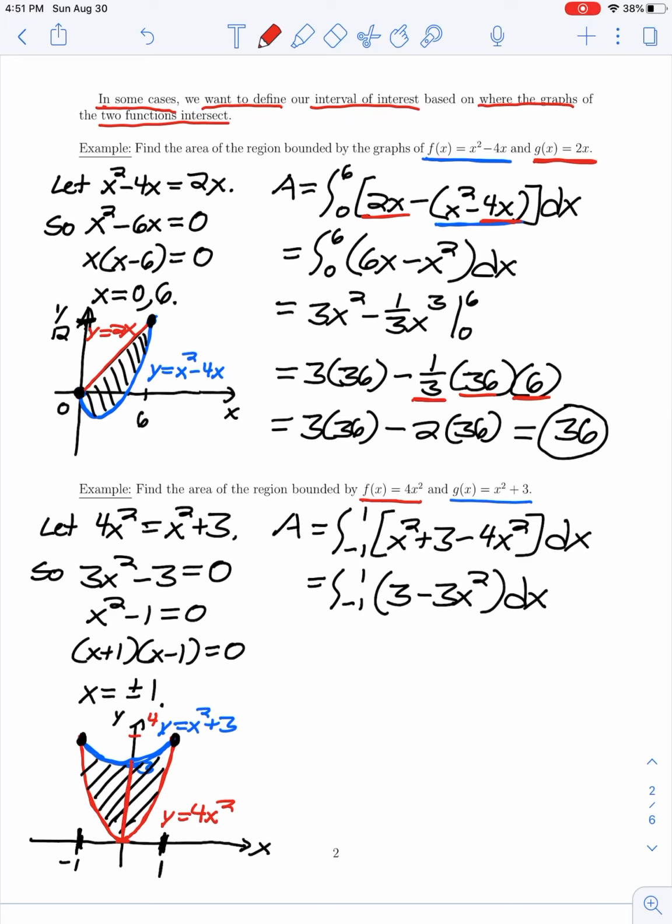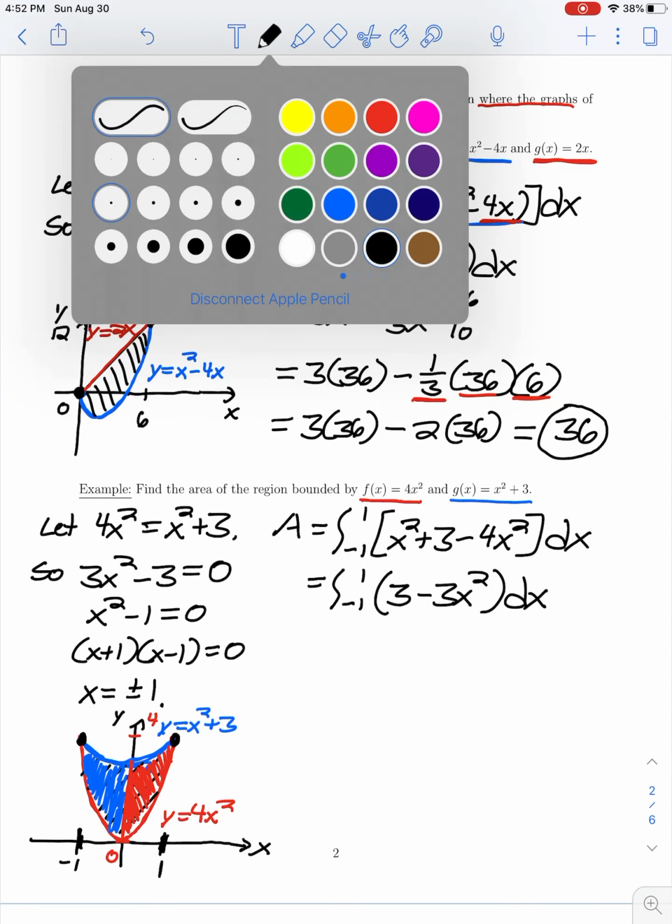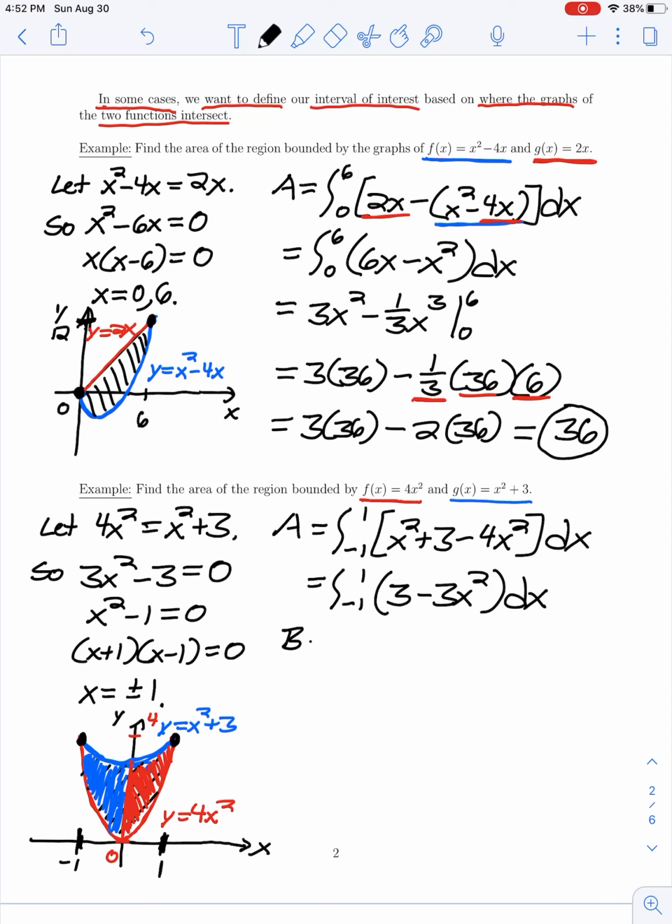So let's say that we would find the area just from 0 to 1 between those two curves. So the area that I'm shading in here. Now I know that by the symmetry of this region, the area from -1 to 0 would be the same as that right-hand portion from 0 to 1. So to simplify, I can make use of symmetry.